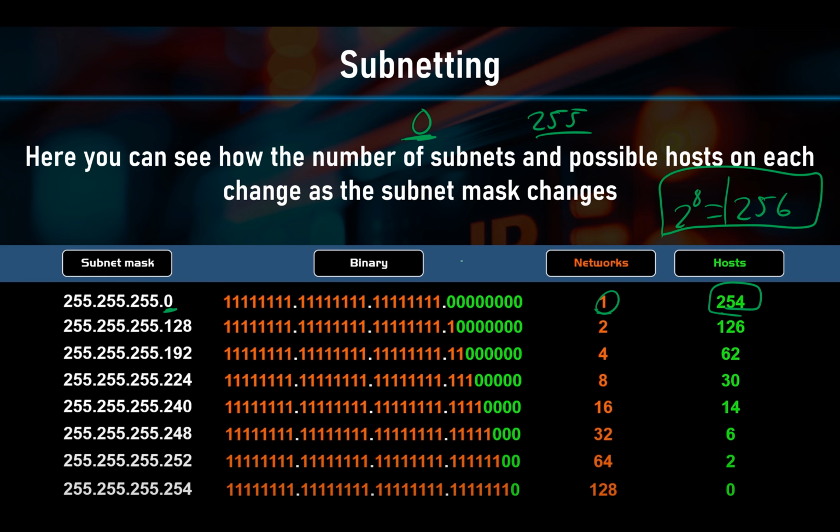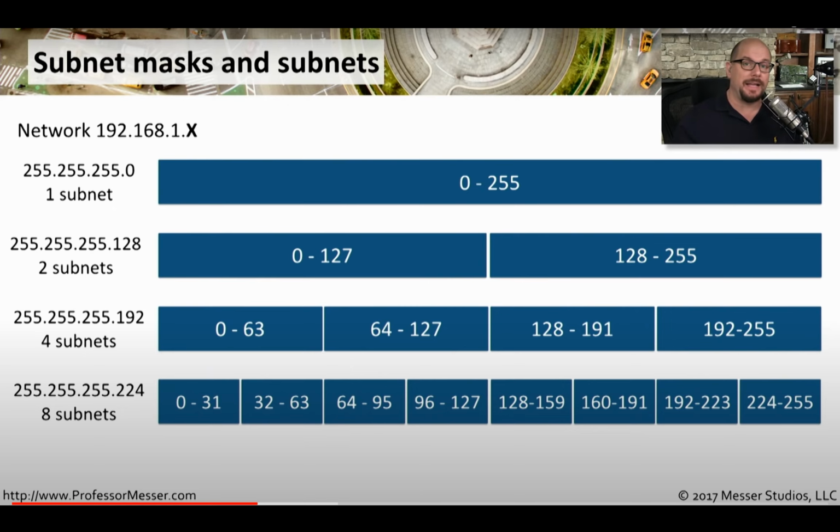They're unusable. Likewise, if we look at this, if 1 bit is for the subnet, then 2 to the power of 1 is 2. The remaining 7 bits, 2 to the power of 7, is 128, but again minus 2, that's 126. And with all 8 bits, of course, it's going to be 254, and then this is just the 1 at the end.